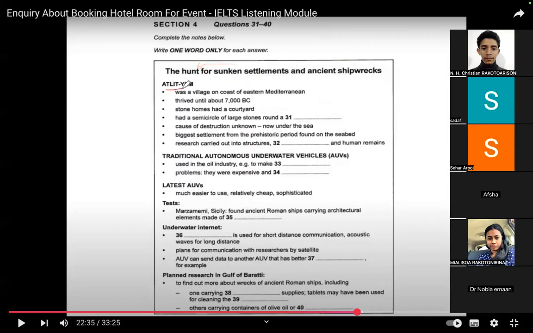Now, next, Athlit Yam was a village on the coast of the Eastern Mediterranean, and thrived until 7000 BC. A historical discussion has taken place. Stone homes had a courtyard, right? Had a semicircle of large stones round a.